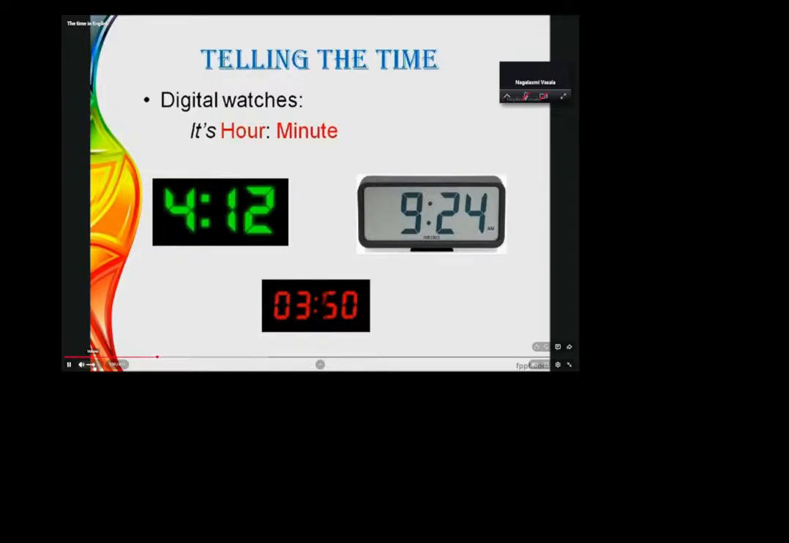Can you please do the gray and the red watch? So the gray watch, it's 9:24, whereas in the red watch it's 3:50.